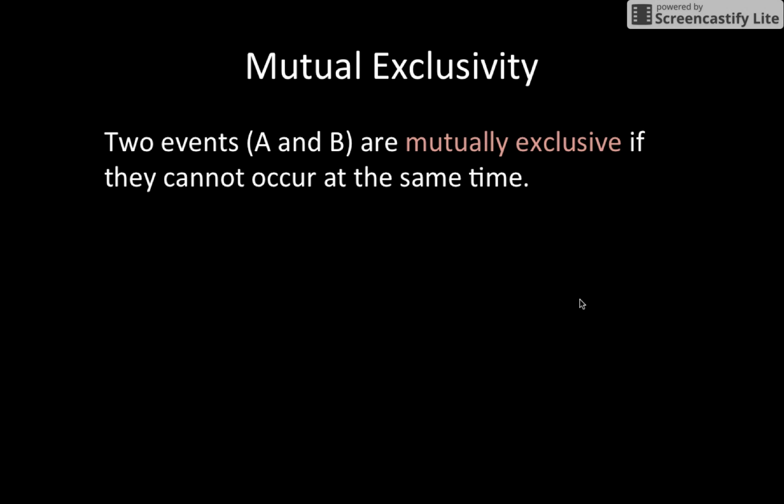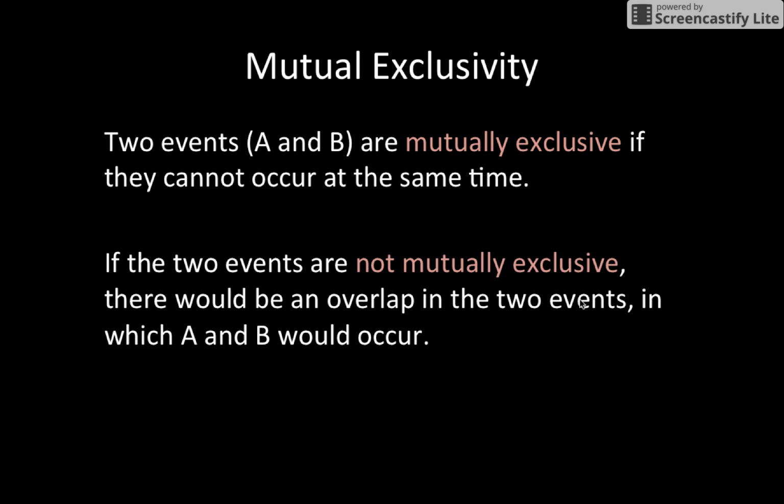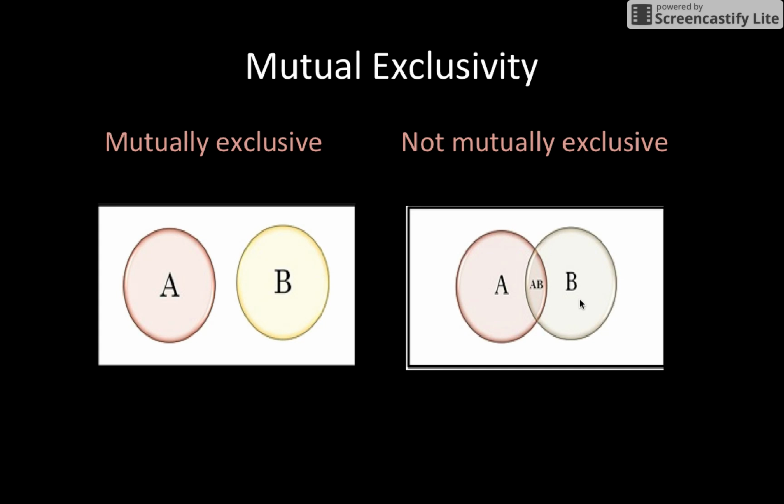So first, I want to start off by talking about mutual exclusivity. Two events, A and B, are mutually exclusive if they cannot occur at the same time. If the two events are not mutually exclusive, there would be an overlap in the two events in which A and B would occur. I found it very helpful during the video when they showed the example on the Venn diagrams. So mutually exclusive shows that A and B do not overlap, and if they are not mutually exclusive, it shows that they do overlap.